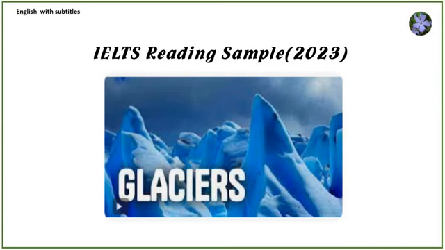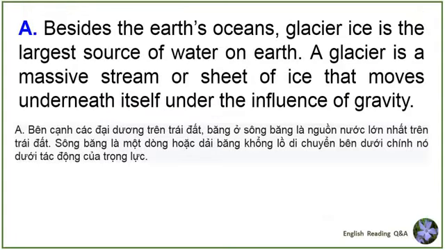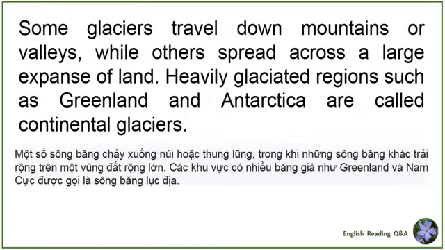IELTS reading sample, Glaciers. Besides the Earth's oceans, glacier ice is the largest source of water on Earth. A glacier is a massive stream or sheet of ice that moves underneath itself under the influence of gravity. Some glaciers travel down mountains or valleys, while others spread across a large expanse of land.